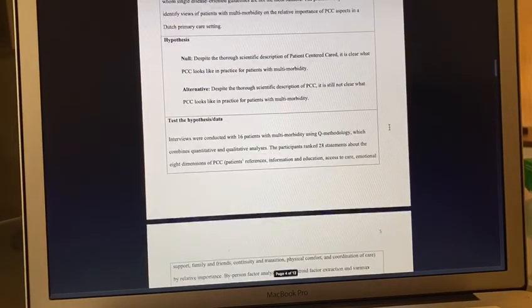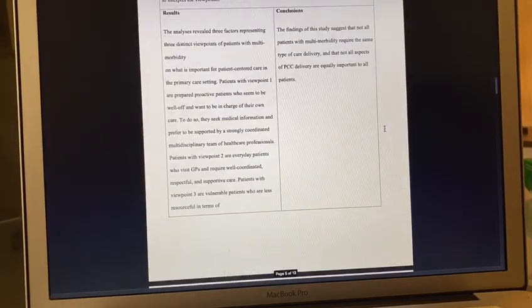Now, in the results, the analysis revealed 3 factors representing 3 distinct viewpoints of patients with multimorbidity on what is important for patient-centered care in the primary care setting. The patients with viewpoint 1 are prepared, proactive patients who seem to be well off and want to be in charge of their own care.